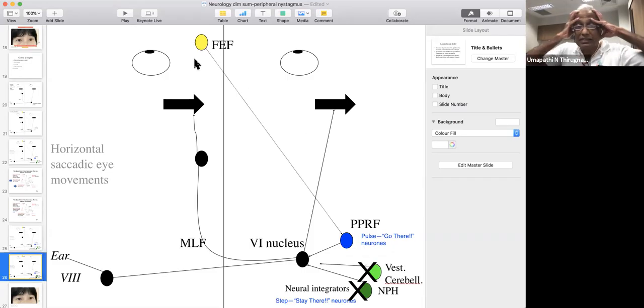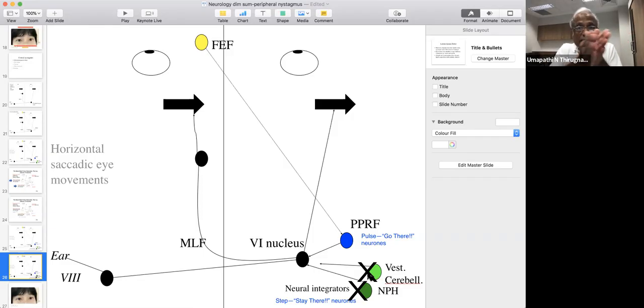Look, the frontal eye fields is telling me, okay, come on, both eyes, look to the left. Look to the left. So my frontal eye fields will send a signal through my PPRF to my 6 nucleus, right? These are all working well. So my eyes are able to start moving. Once it reaches the target, okay, it reaches the target, but the stay there neurons are faulty. So what's going to happen?